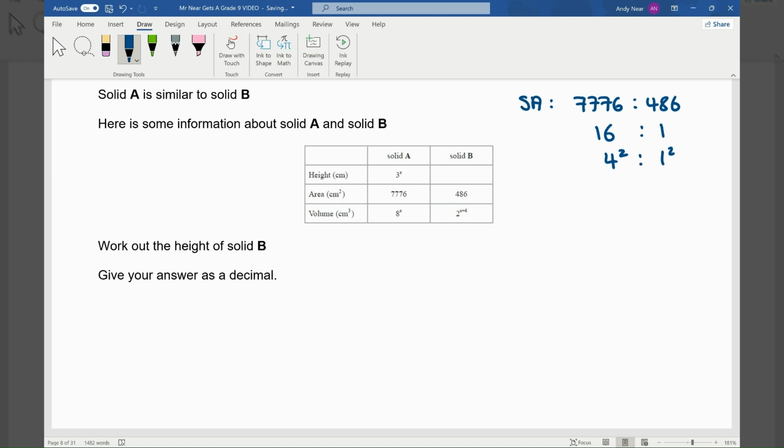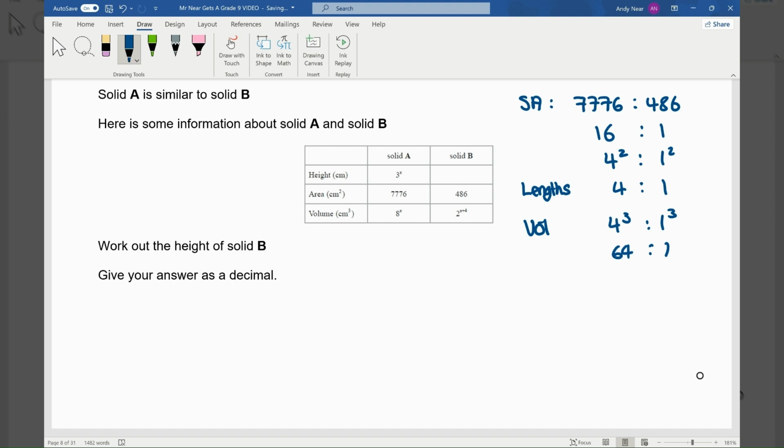So it means that the surface area of A, the big shape, is 16 times that of B. This means that the lengths will be equal to the square roots of those. And so the ratio of the lengths will be 4 to 1. And the volumes will be in the ratio of 4 cubed to 1 cubed, or 1 to 64. The volume of A, the big shape, will be 64 times the volume of the little shape.